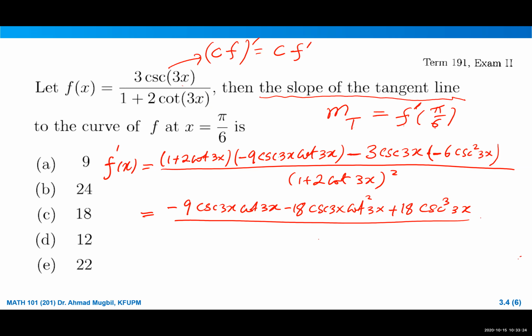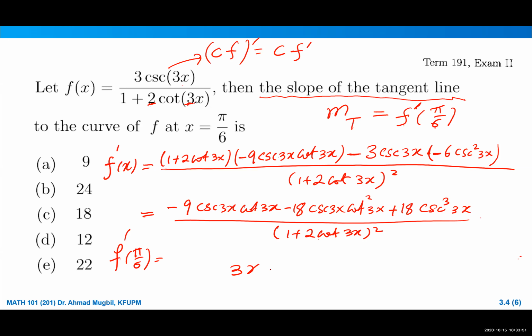We multiply the denominator by the derivative of the denominator. Then the numerator multiplied by the derivative of the denominator. We multiply this 3 by this 2, it becomes 6. Are you okay with that? You got my point? Yes. Now, ya shabab, let's substitute. Now we need to find the derivative at pi over 6.